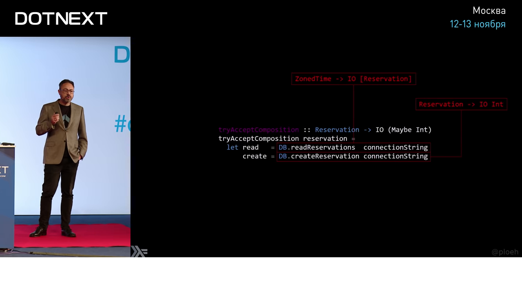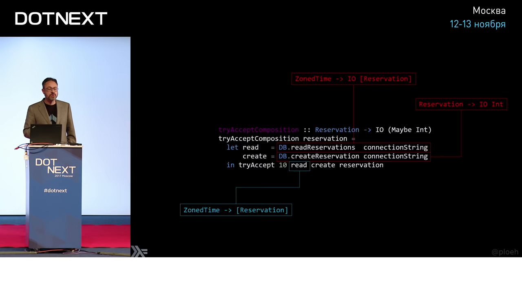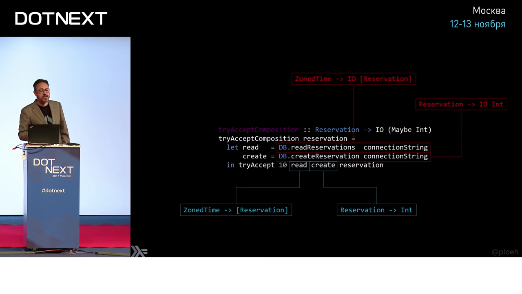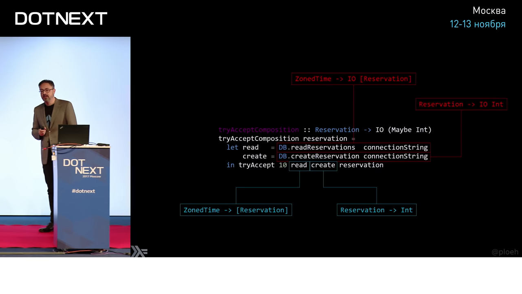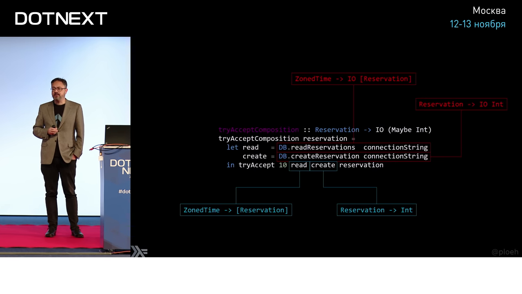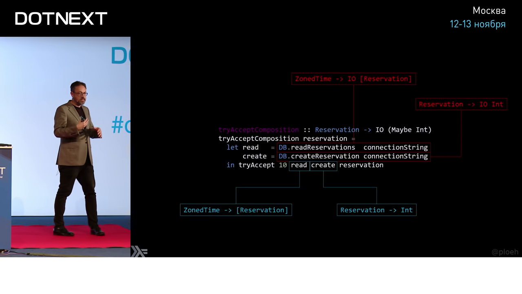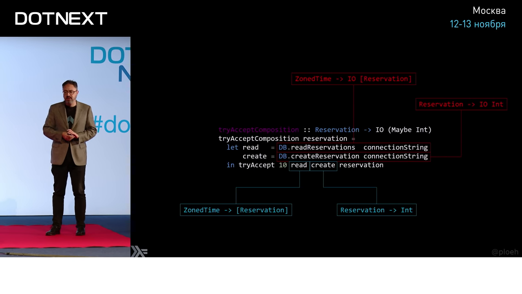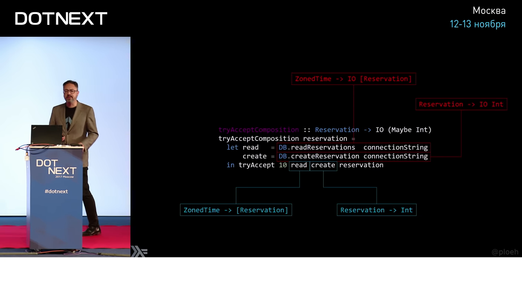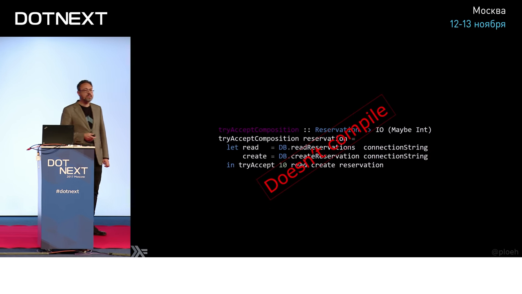So let's recap. We can try to make the composition as we did before, but what was it that we needed? Well, read ought to have been a function from ZonedTime to reservation list. Create should be a function from Reservation to Int. So you'll notice that the types don't line up. They're not the same types. And if you're used to looking and squinting a little bit at things and maybe looking at generics in C# and so on, you might say, well, can we just somehow remove the IO and then it sort of magically works anyway? No. That's the whole point. This doesn't compile. These aren't the same types.